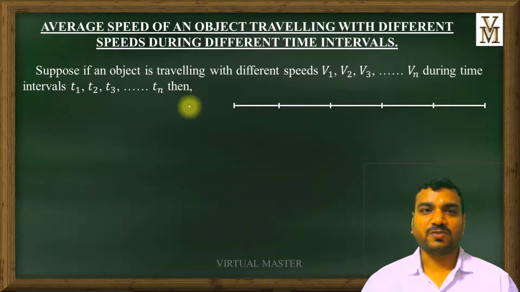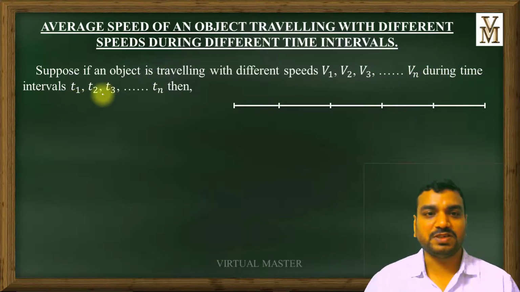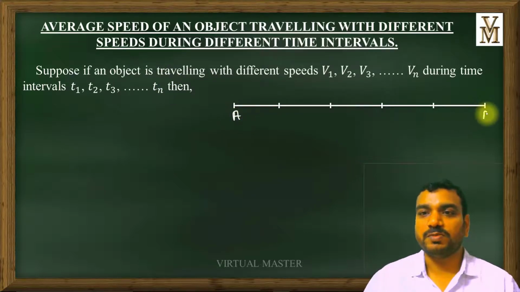Now let us derive the formula for average speed of an object traveling with different speeds during different time intervals. Okay, let v1, v2, v3 and vn be the speed of an object during the time intervals t1, t2, t3 up to tn. Let us consider the object is moving from point A to point B.